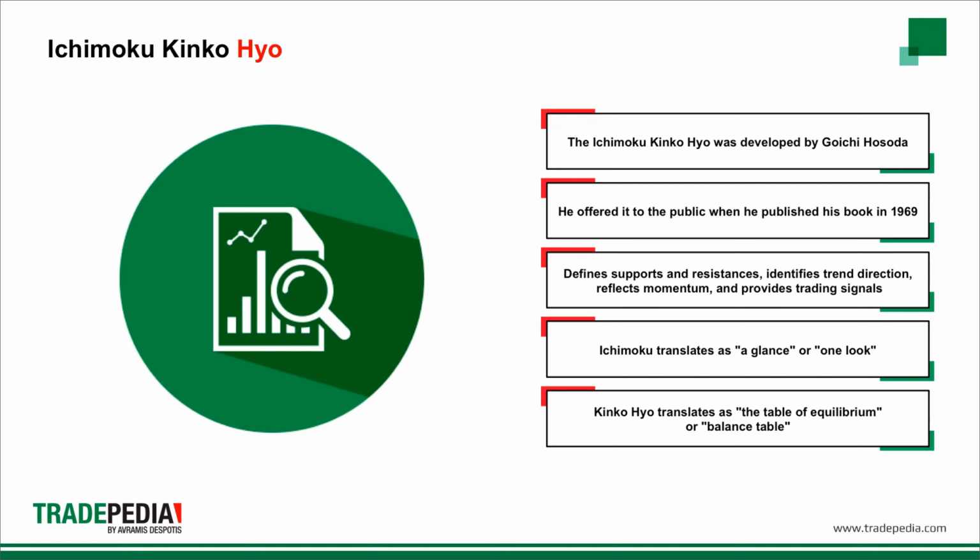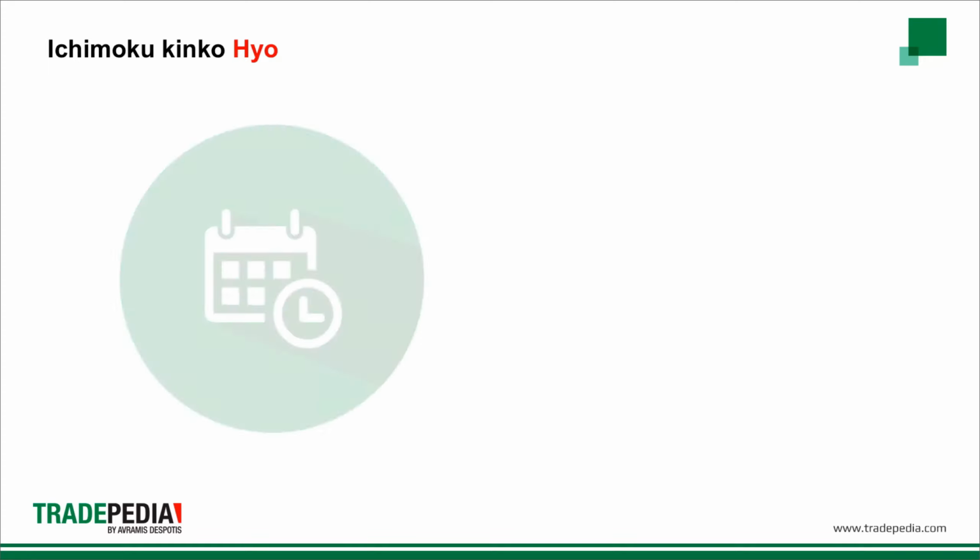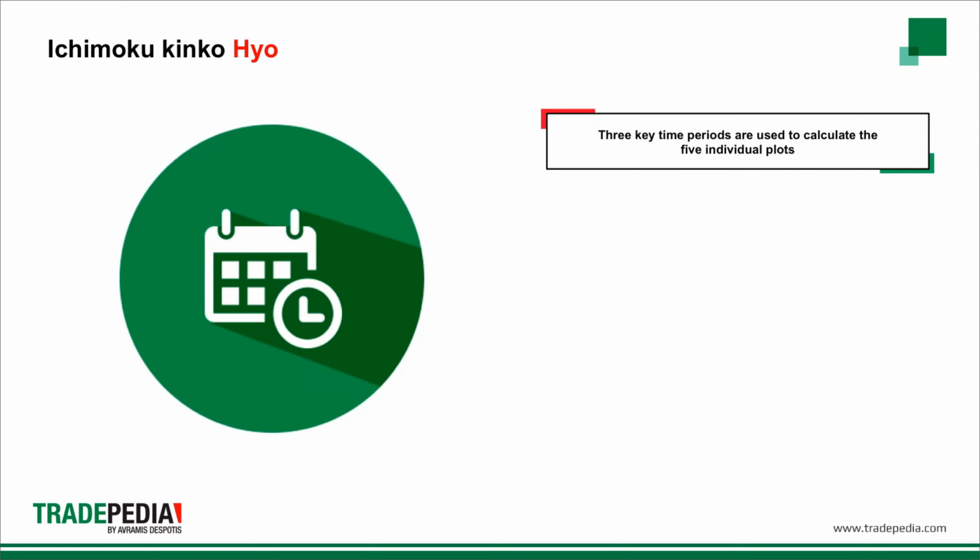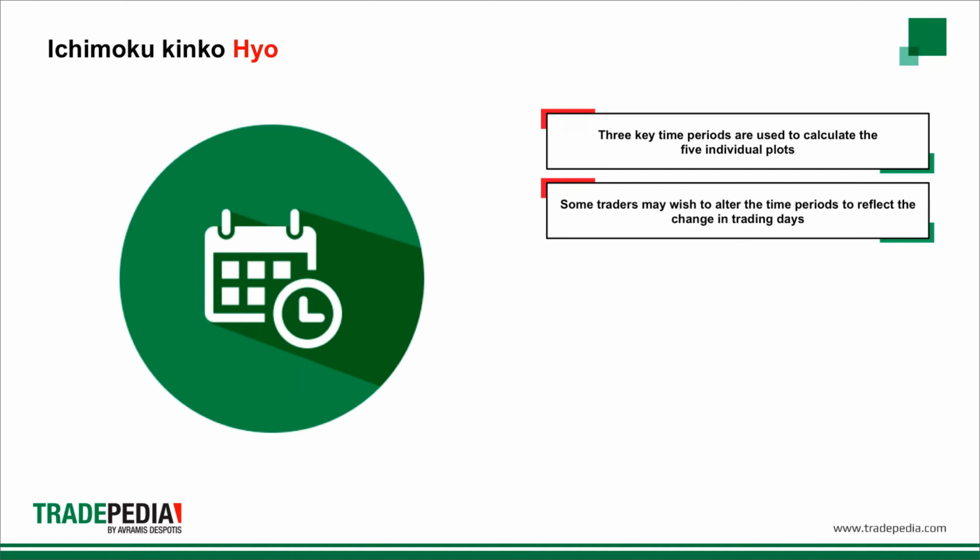So the idea is that it makes our job easier to identify trends and also potential buy and sell signals. Under the Ichimoku Kinko Hyo, there are 3 key time periods used to calculate 5 individual plots. How these 3 time periods are derived is based on the trading conditions at the time that the indicator was created. That was in Japan in the 1930s.